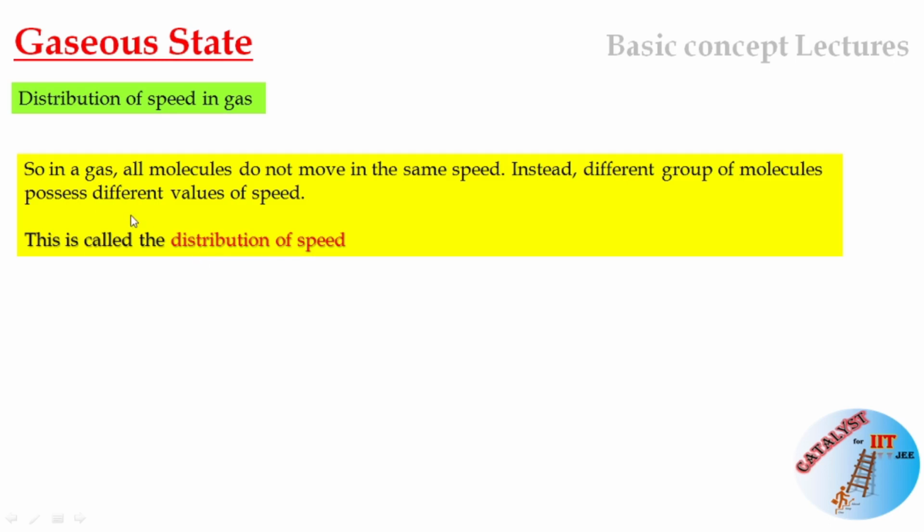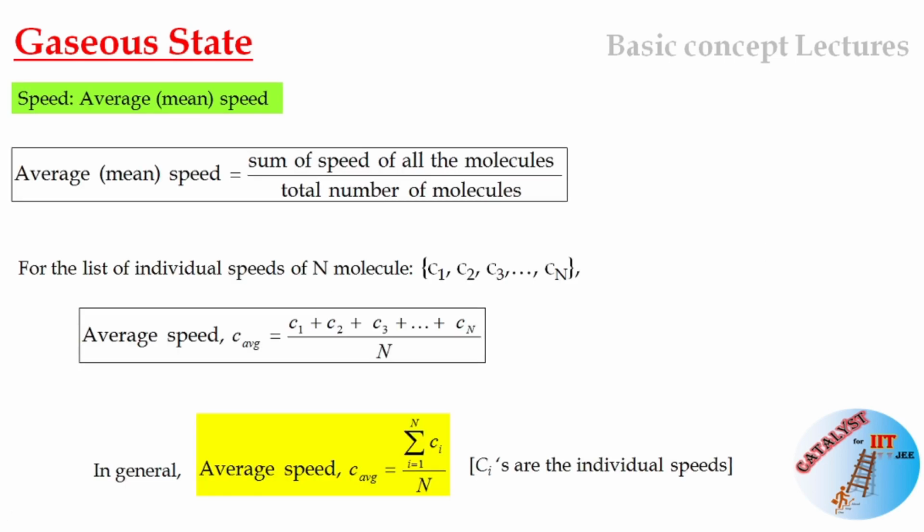So what we can summarize from the last postulate is that in a gas all molecules do not move at the same speed. Instead, different groups of molecules possess different values of speed. This is actually called the distribution of speed. As the individual speeds of all the molecules in a gas are not the same, we cannot express the absolute speed of the molecules. Instead, we express their speed in different ways. The first way to express their speed is the average or mean speed.